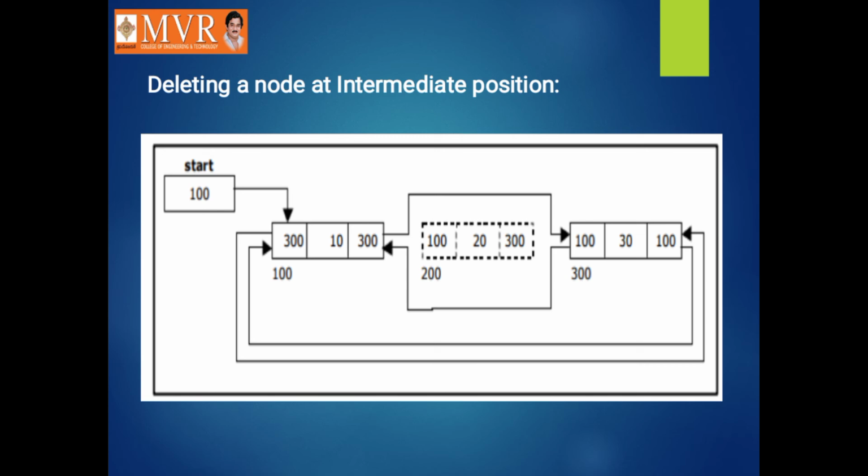Now coming to the deletion of a node at an intermediate position. If we are given a particular position, then we will delete that. Otherwise, we will delete any intermediate value or intermediate node. Here we have deleted the node 200, that is the memory location 200, and after deleting it we established a connection between the memory location 100 and 300 without breaking the chain or circle.